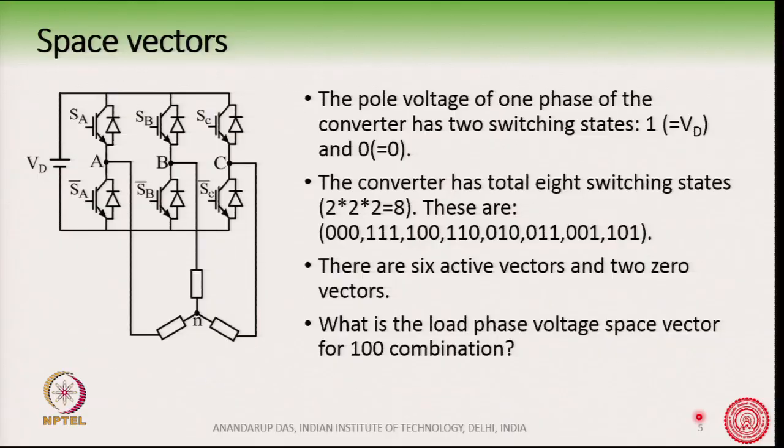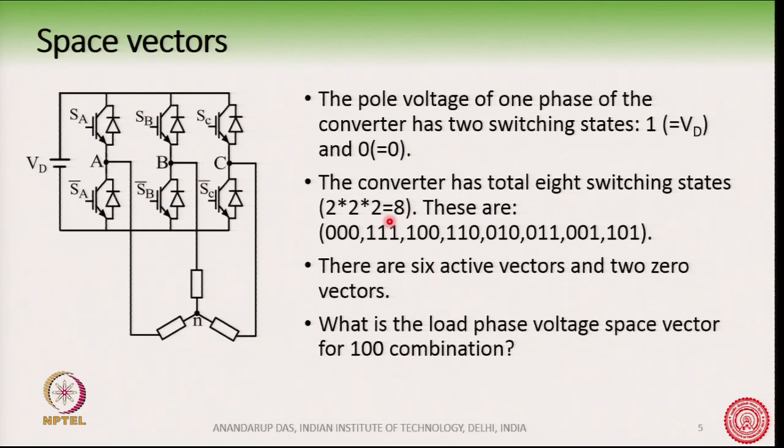Okay. Now, the pole voltage of one phase of the converter has basically two switching states, as we have seen here. In any phase, SA, the upper and lower switches are complementary. So, this voltage VA with respect to the O point, which is the negative of the DC bus, the VAO voltage can be either VD or 0, right. So, we define two switching states of phase A of the converter. VD is taken as 1 and 0 is taken as 0. There are two switching states for each phase as the top and bottom switches are switching. Therefore, since we have three phases, the converter will have 2 into 2 into 2, 8 switching states.